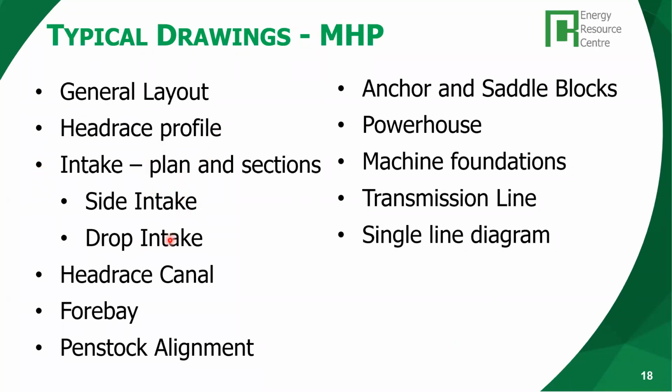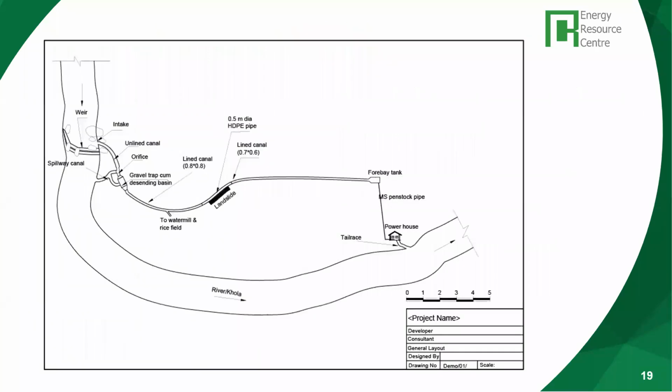Then you have map drawings for intake, different types of intake, side intake, drop intake. You have the head race canal or pipe, forebay, penstock alignment, anchor and saddle blocks, powerhouse, machine foundation, transmission line, single line. So these transmission single lines are connections to individual households, the transmission distribution for the mini grid. These drawings are available. The reference I provide at the end has these drawings.